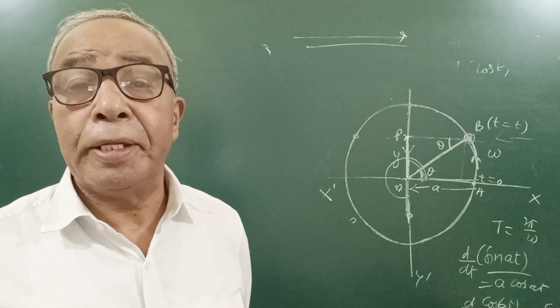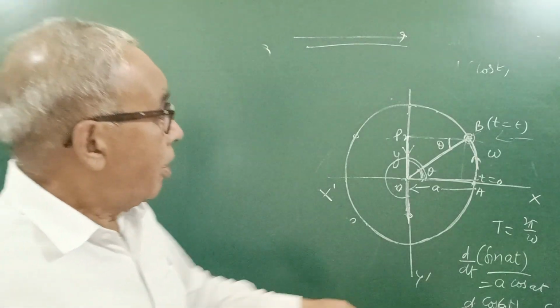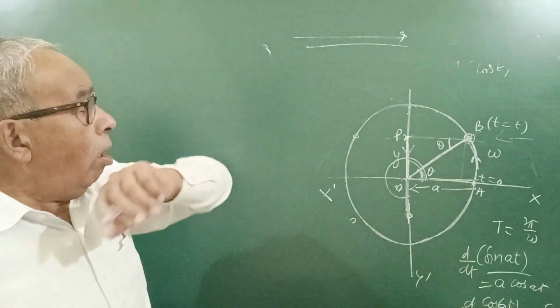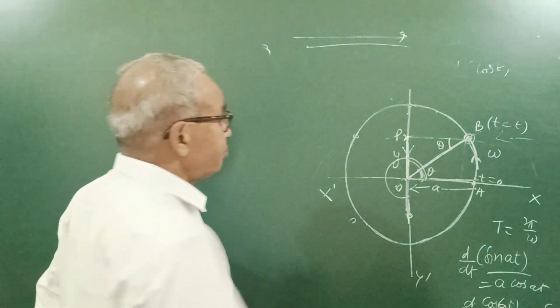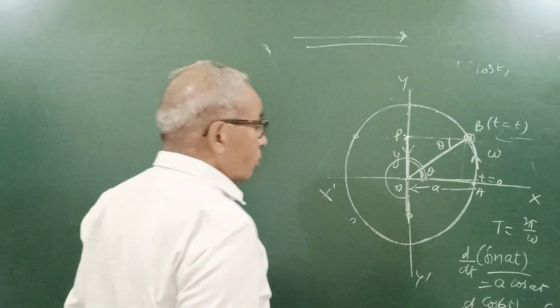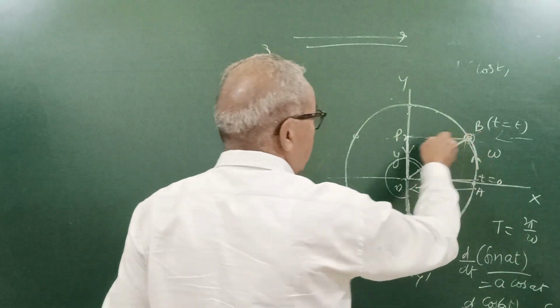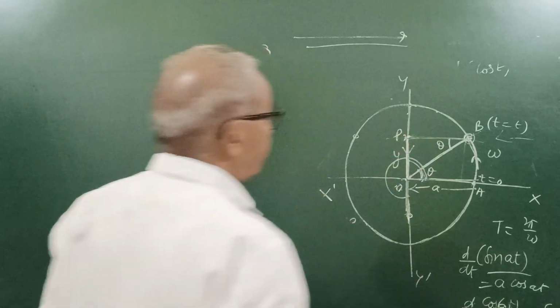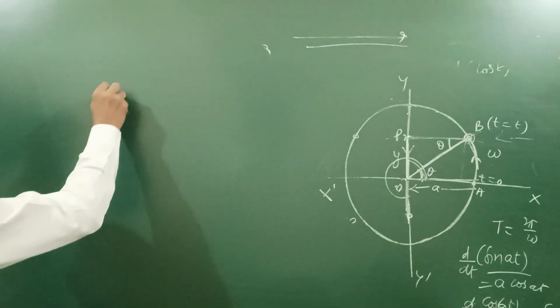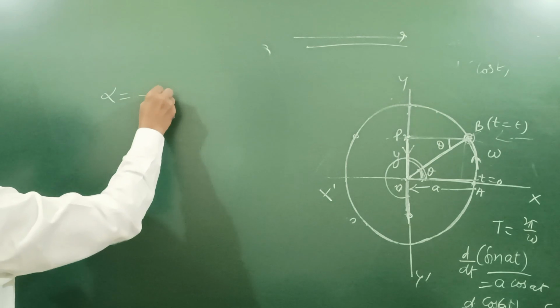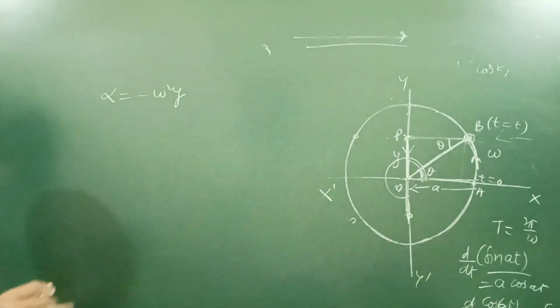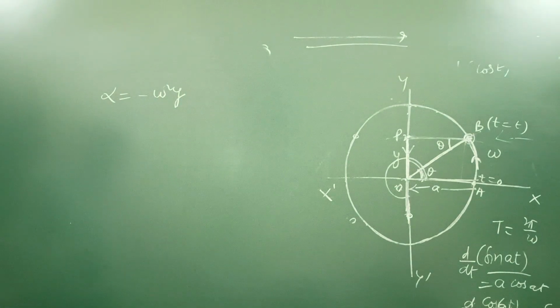Yes, dear student, in the last video I derived the equation of simple harmonic motion by taking this as a reference circle and the projection on P. And the last equation was alpha equal to minus omega square y. Now listen to one more thing here.